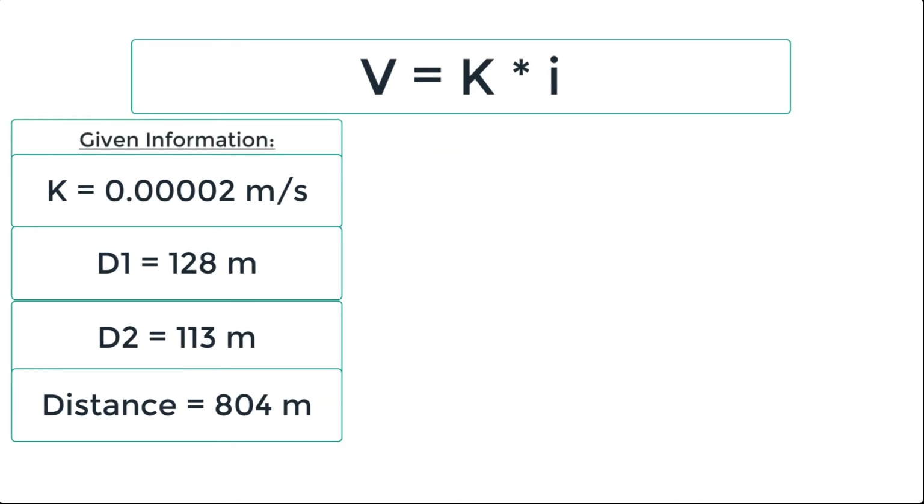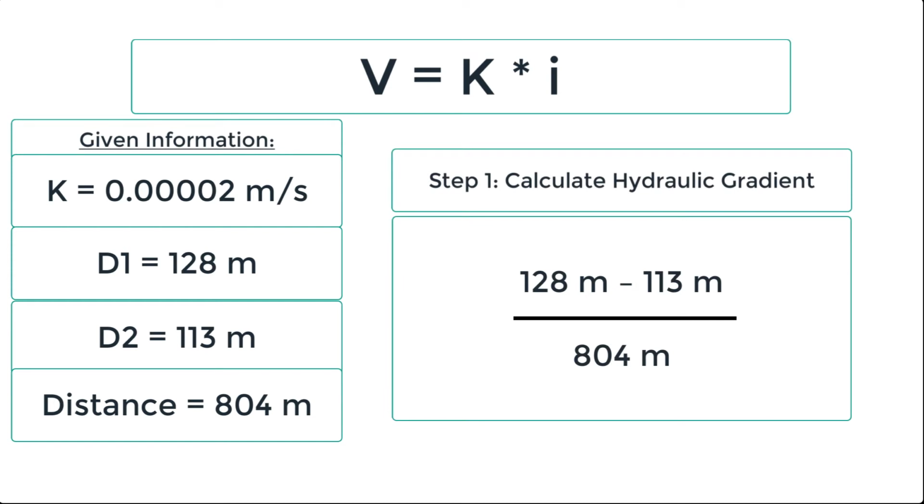So on the left, we have all of our information that we've been given to complete this problem, and one thing that's missing is I, or the hydraulic gradient. So that's the first thing we need to do, is calculate the hydraulic gradient. We have everything we need to do this.